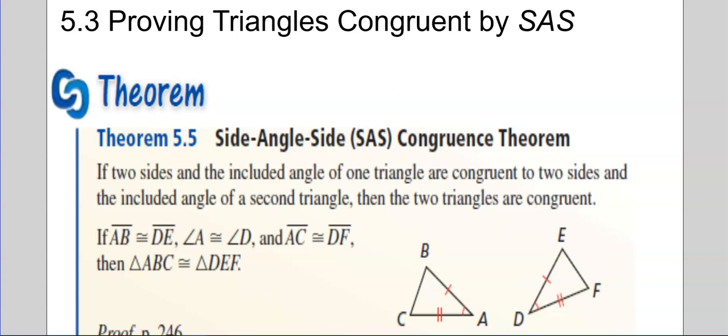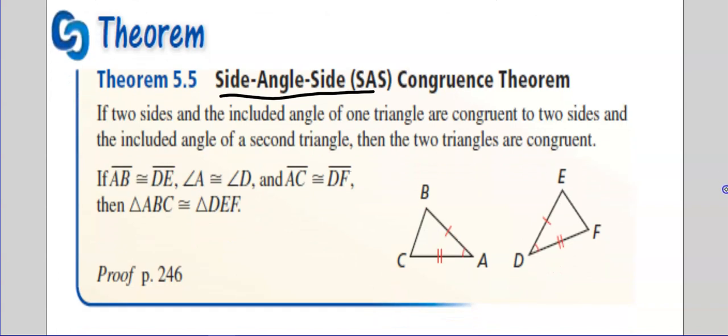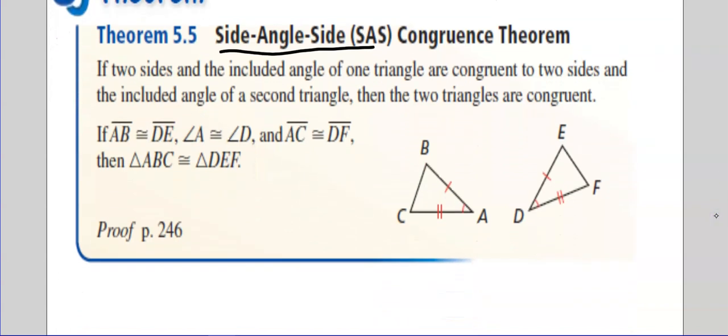All right, proving triangles congruent by SAS, which stands for side, angle, side. Basically what it says is if you have two triangles with two sides and the included angle, now included means in between. In other words, the angle formed by those two sides.